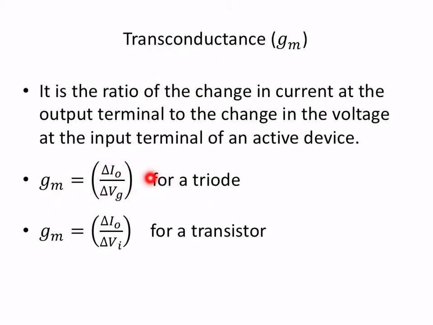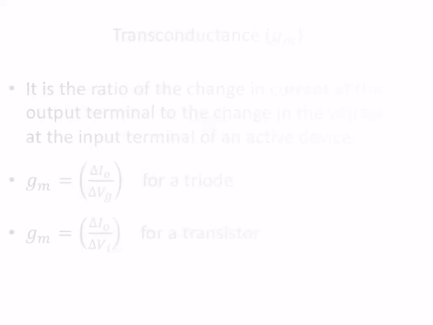For triode it is I naught by Vg, where Vg is the input potential. Here Vi or base potential Vb we can take according to the CB or CE mode. So for transistor this is the formula, and for triode this is the formula. Next we see a few problems about transconductance and the transistor.